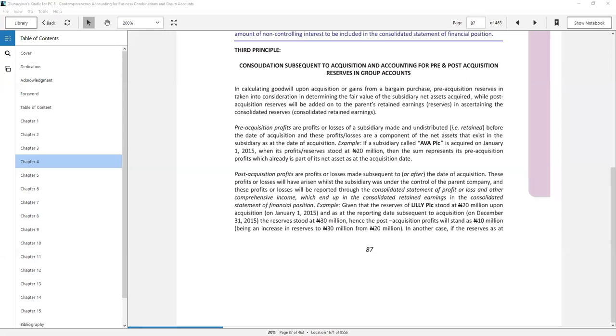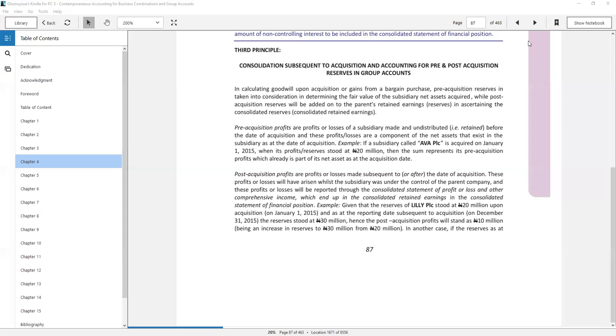Pre-acquisition profits are profits or losses of a subsidiary made and undistributed before the date of acquisition. And these profits or losses are a component of the net assets that exist in the subsidiary as at the date of acquisition. For example, if a subsidiary called AVA PLC is acquired on January 1st, 2015, when its profits or reserves stood at 20 million naira, then the sum represents its pre-acquisition profit, which already is part of its net assets as at the acquisition date.